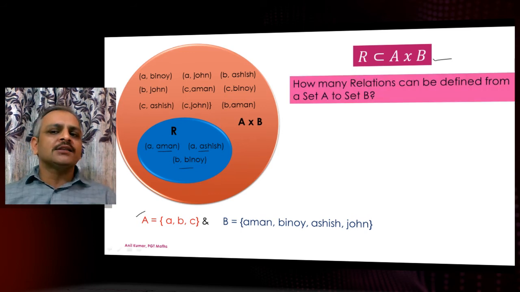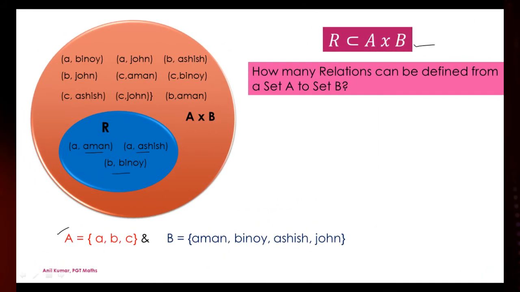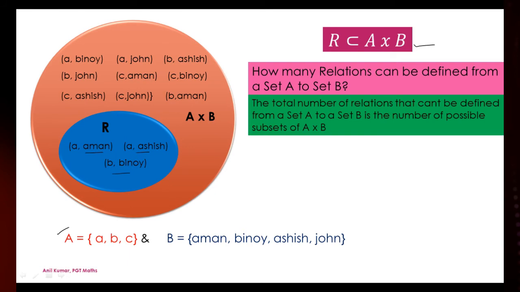Then how many relations can be defined from set A to set B? Let's see. First of all, we will check that the total number of relations that can be defined from set A to set B is the number of possible subsets of A Cartesian product with B.